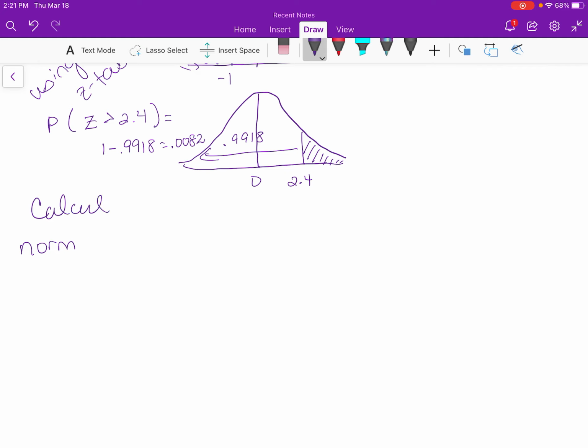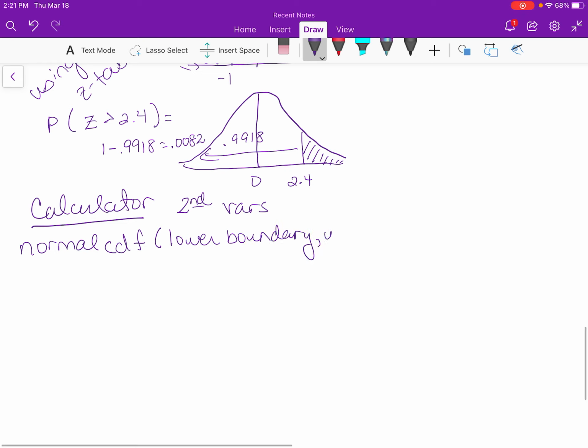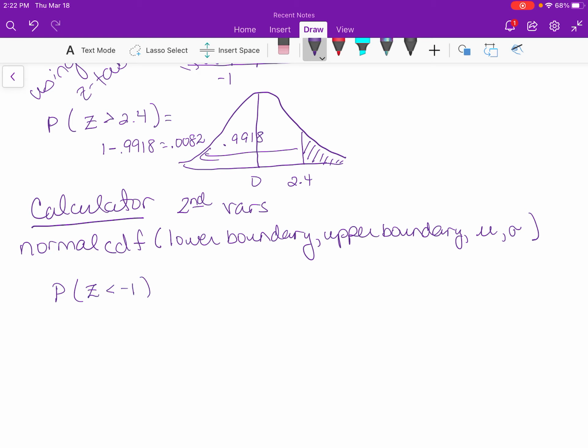So on the calculator, you would go to second vars and choose normal CDF. And it is going to ask you to put in the lower boundary, the upper boundary, the mean, and the standard deviation. Well, because we're on the z-curve, our mean and our standard deviation are 0 and 1. So if I wanted to find the probability that z is less than -1, I need to know where that curve is going to stop.